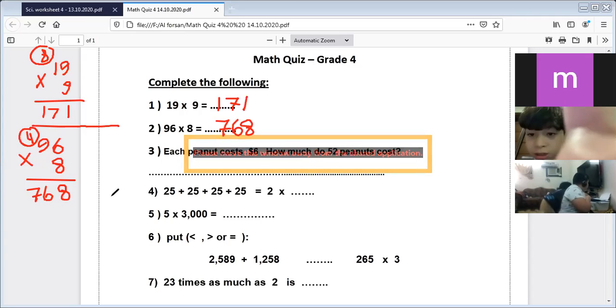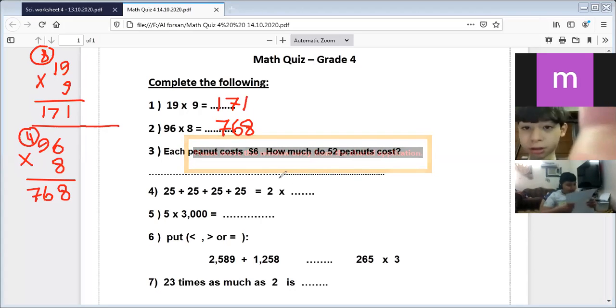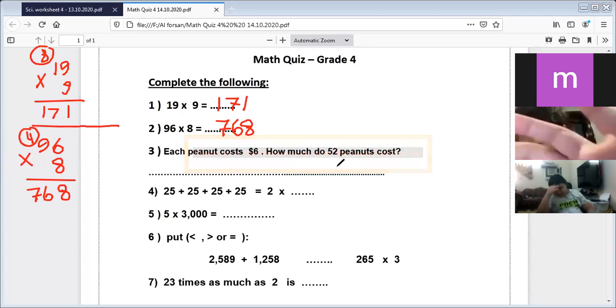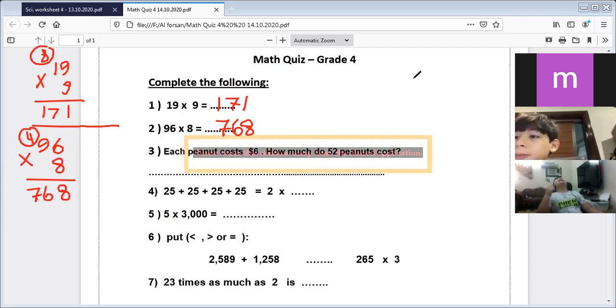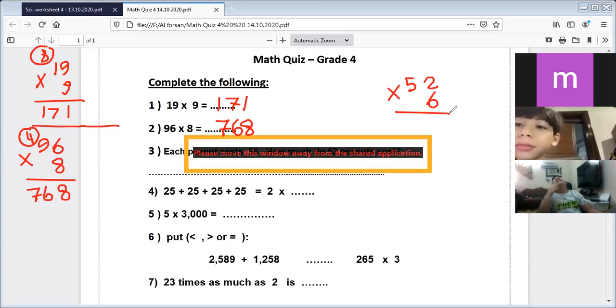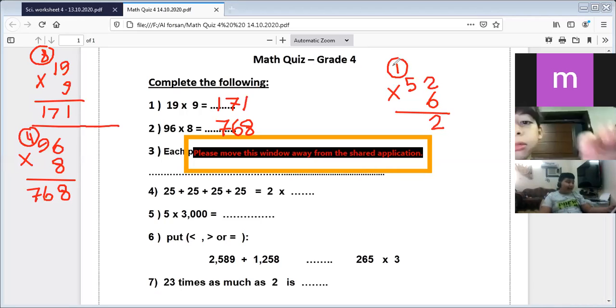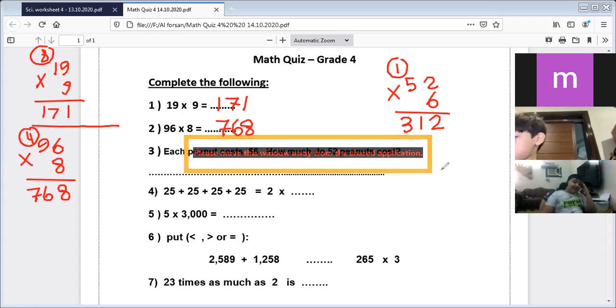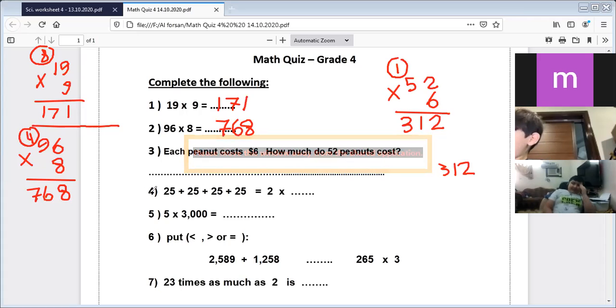Number 3. Each peanut costs $6. How much do 52 peanuts cost? It's like 52 times 6. 6 times 2 is 12. 2 carry up 1 here, but don't add that to 5. Then 6 times 5 is 30. 30 plus 1 is 31. So the answer is 312.